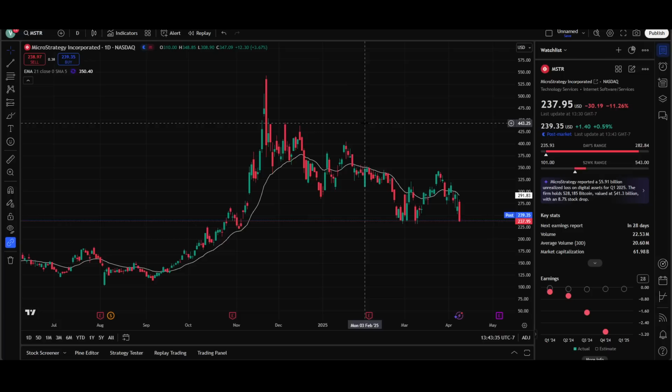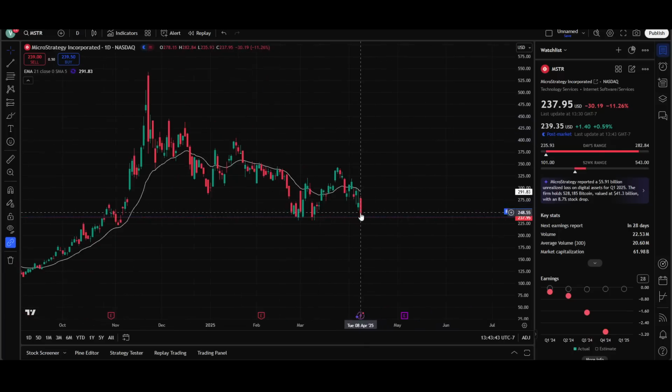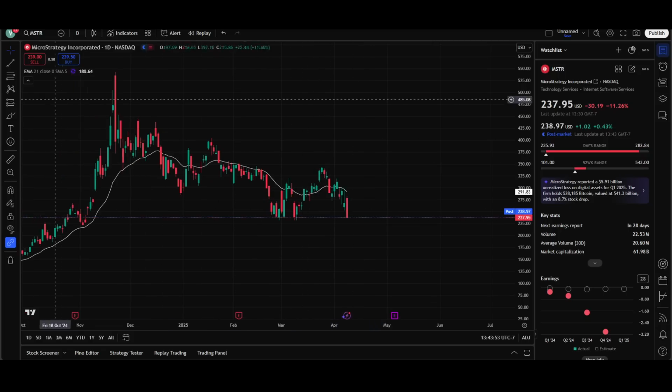So let's go over what the market participants have been doing and where they're most likely trying to take price to next. So today was another big drop for Strategy, a little bit more than 11%. Price was once upon a time trading at 282, and now it's closing at the high 230s, right back to the prior support level.